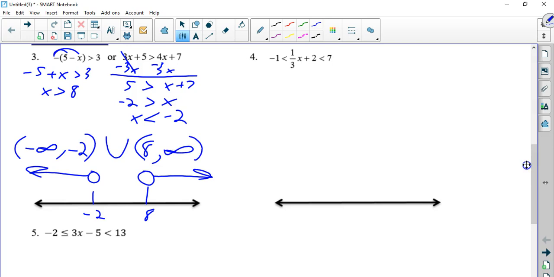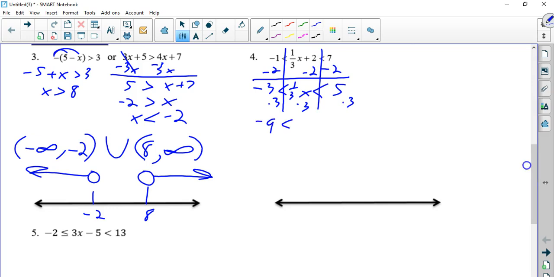All right, number 4. Now there's 2 ways to think about this. The quickest way is to think about all three sections. So minus 2, minus 2, minus 2. This gives me negative 3. I'm left with 1/3 x. Again, my symbols are here. And 7 minus 2 is 5. Now, to get rid of the 1/3, I need to multiply by 3, but I need to do that in all 3 columns. So that gives me negative 9 less than x less than 15.